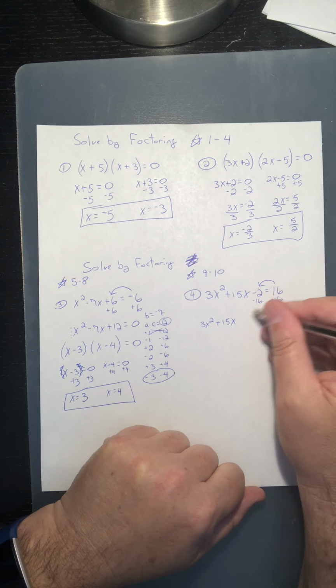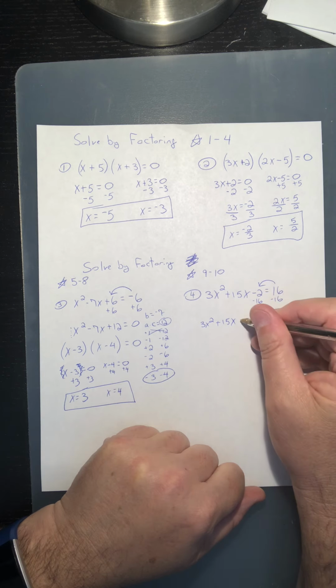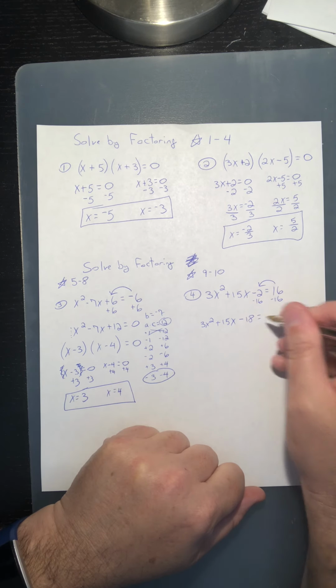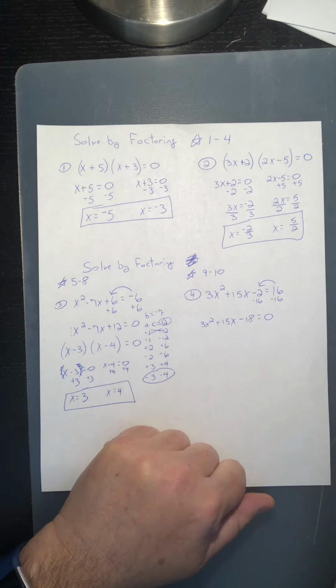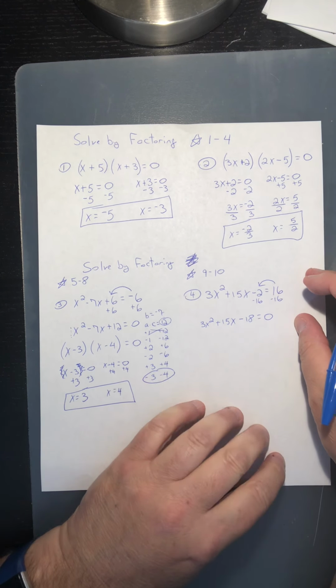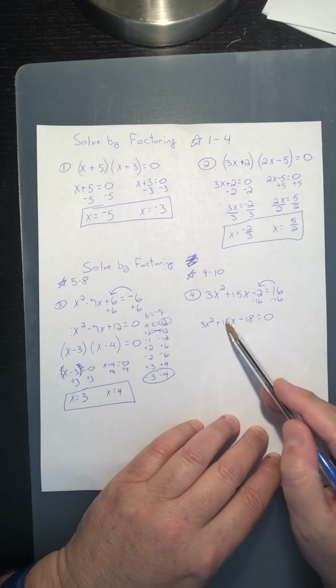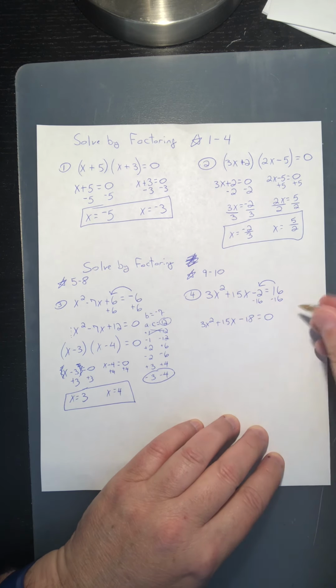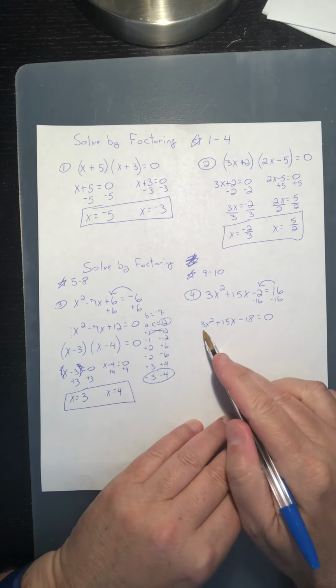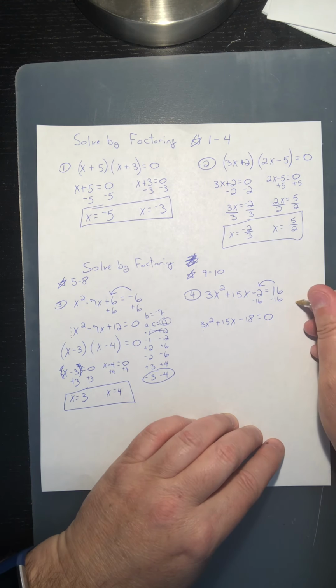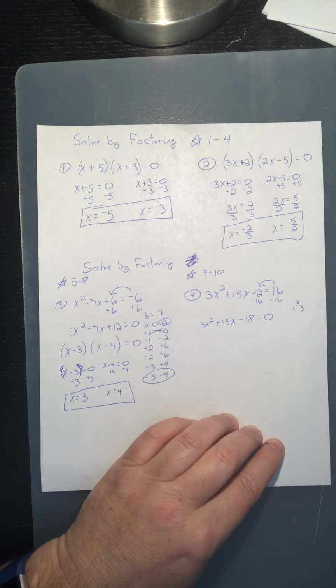Negative 2 plus a negative 16, or negative 2 minus 16, gives me negative 18 equal to 0. Now we're going to look to see if we have a greatest common factor. And we do. There is a number that's going to go into all three of those terms. Remember, when we do this, we take the smallest number, which in this case is 3, and we list all of the factors of 3.